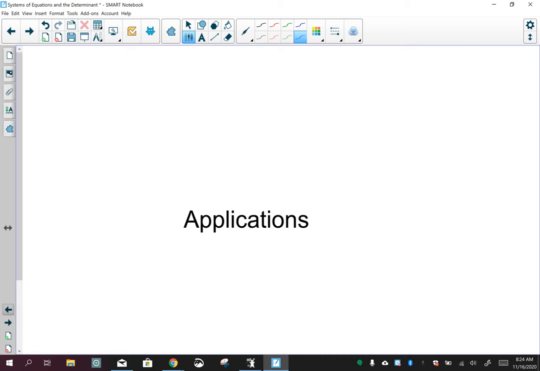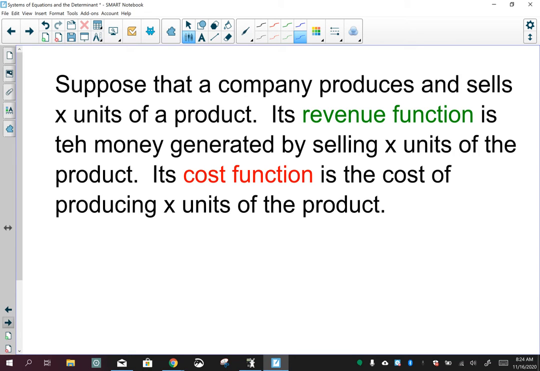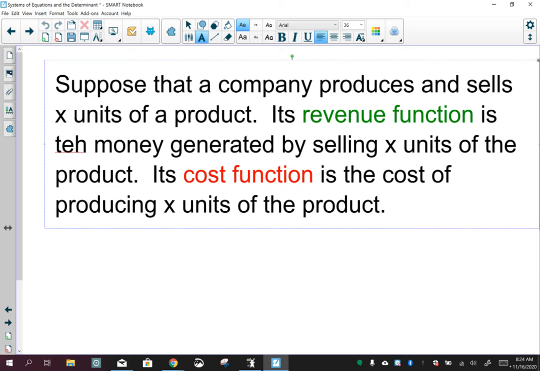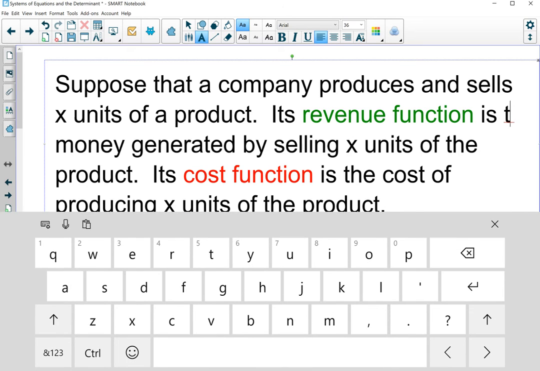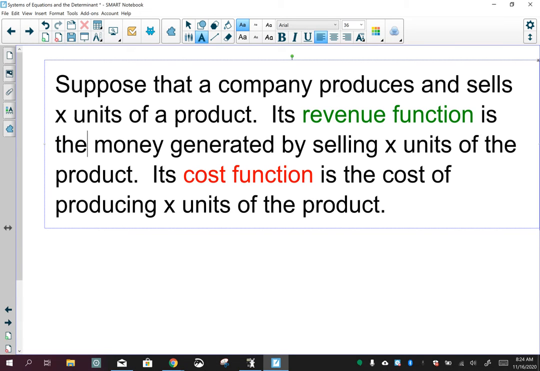All right. So now let's talk about applications. The main word problems that you're going to deal with in applications are cost and revenue functions. So suppose a company produces and sells x units of a product. Its revenue function is, ooh, I have a typo, I'm sorry about that, the money generated by selling x units of the product. Its cost function is the cost of producing x units of the product. So revenue is the money generated by selling. Cost is how much it's going to cost me to make.